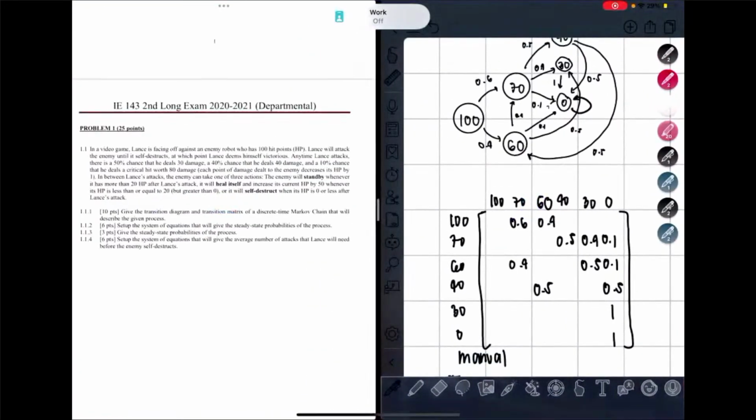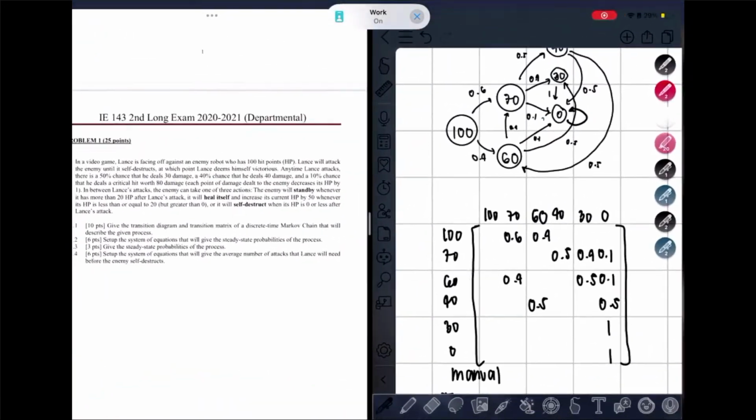The second part asks us to set up the system of equations that will give the steady state probabilities of the process. Wait, sorry. Before we continue, are there any questions?